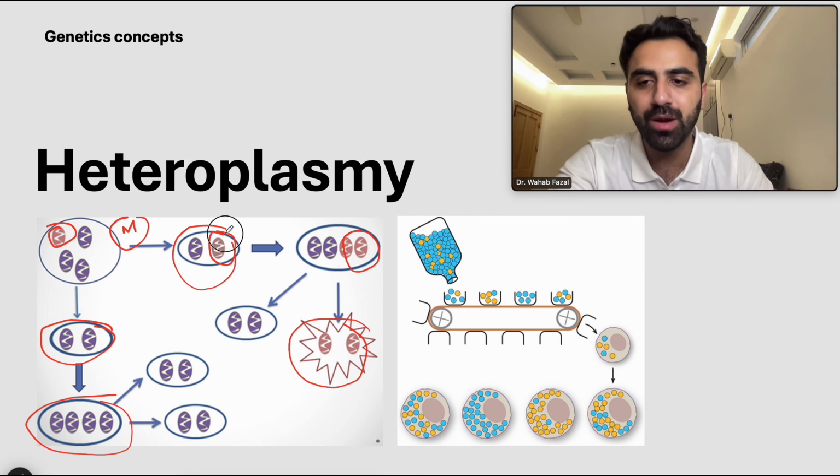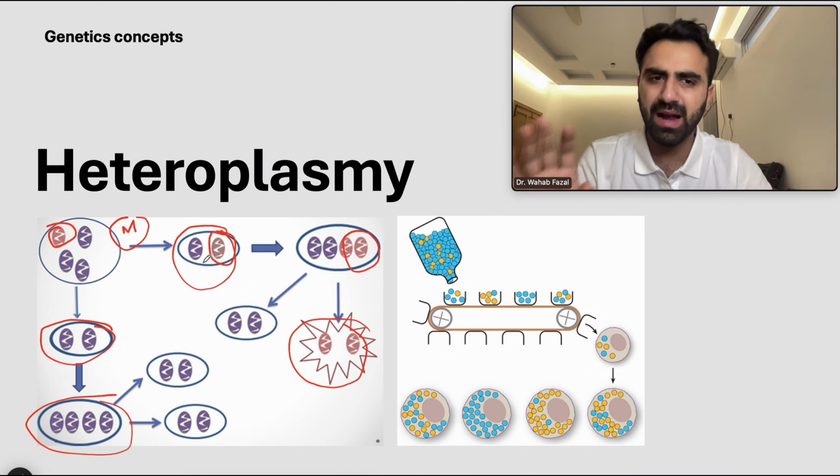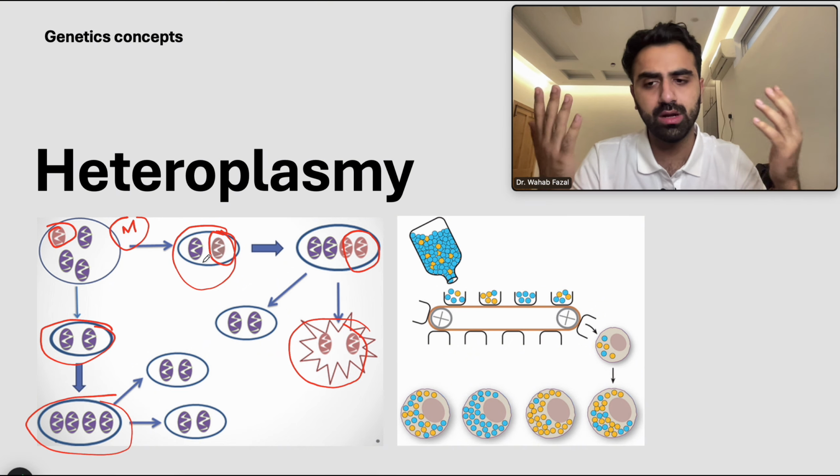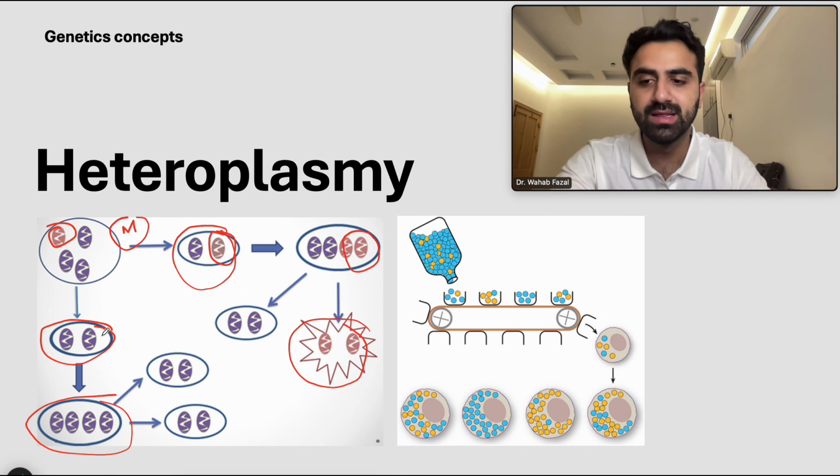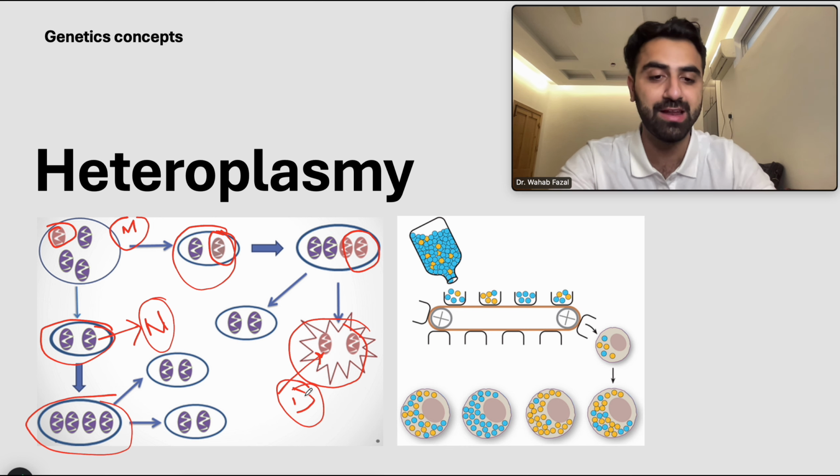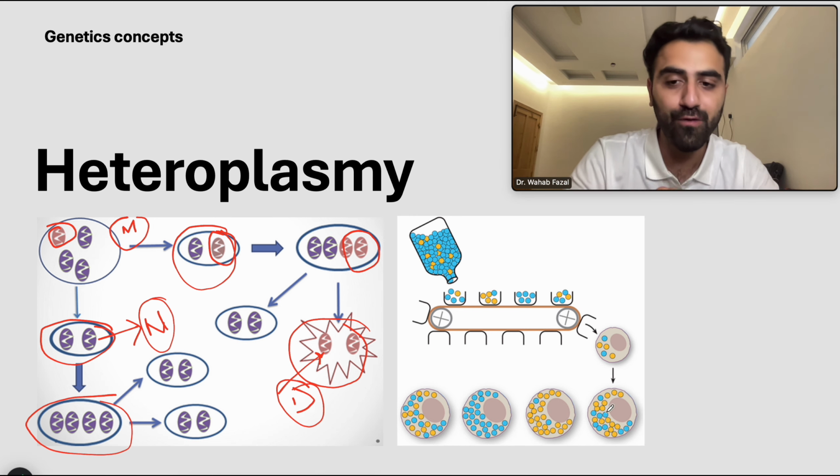For example, if we talk about this person, then this person might have some disease severity, not a lot, but some disease severity. This person will not have the disease at all. This person will be completely normal. This person will be very, very diseased. So this is the concept of heteroplasmy.